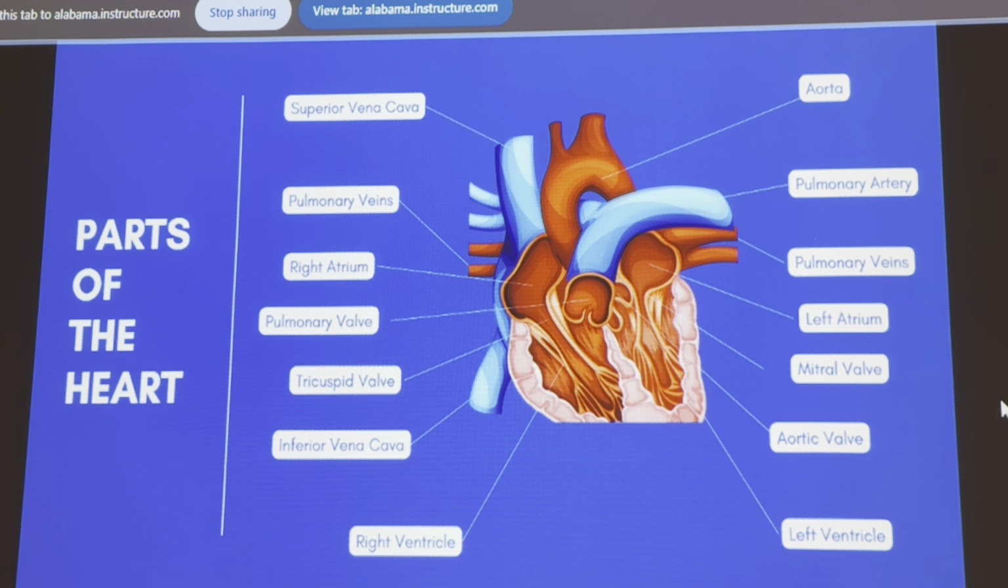When does that tricuspid valve open? When the atrium is full. Well, the atrium is full. What else? When the ventricle is relaxing. Relaxing. The ventricle is relaxing and the atrium is beating. So what part of the rhythm is that? P wave. It is the P wave.